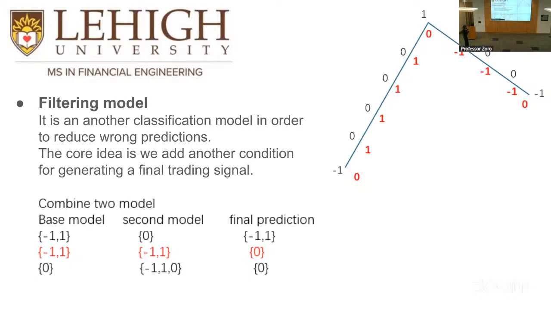So if the base model tells us that at this time point it should be a peak or valley, the second model can tell us whether it is a peak or valley. If it says it is not a peak or valley, then we can cancel the base model prediction. We won't trade based on the base model prediction at that time.